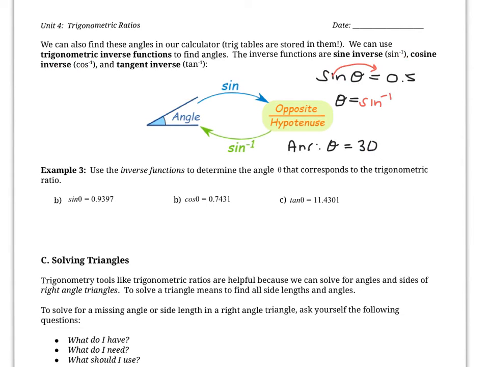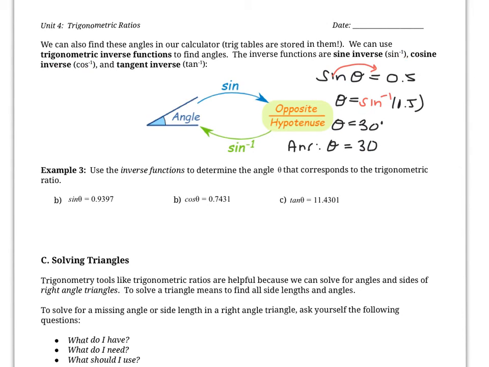Sine inverse of 0.5. What that's asking is, if the ratio is 0.5, what must have been the angle? It's undoing it. It's like filling in the blank. If we're given the answer, what was the original question? What was the angle? And if you do this in your calculator, you're going to get a theta value of 30 degrees.